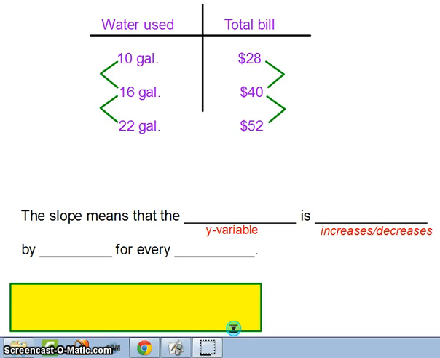All right, so to find the slope, you need to figure out what the y difference is. So what's the total bill increasing by from 28 to 40? That's an increase of $12. And from 40 to 52 is also an increase of $12.